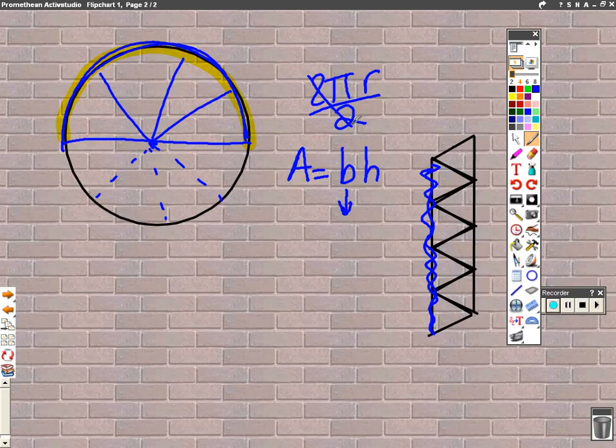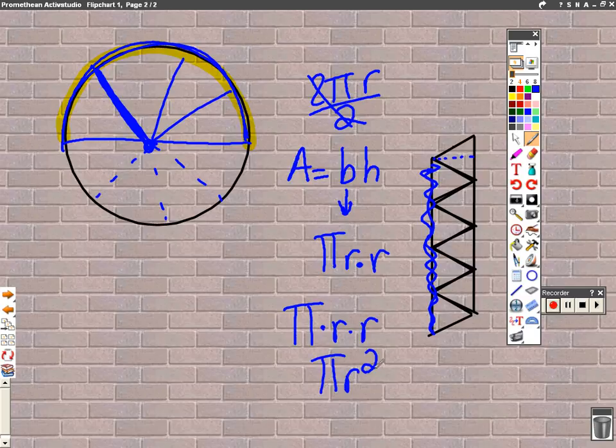So that leaves me with pi r for my base, and then the height, if you notice, is one of these slivers here. When you go from the center to the outside of the circle, that's the radius. So we get pi times r times r, or pi r squared. Now remember, that 2 means you're going to multiply r times r. It does not mean times 2. That's a mistake a lot of people make. This little 2 means to repeat your r again and use multiplication.